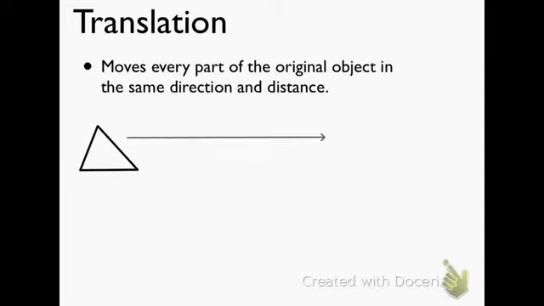Now when it gets moved, everything is going to stay the same. It isn't going to turn out different. It's just going to be an actual copy, almost like I copy and paste that triangle somewhere else. So it translated to a new location. The actual act of the movement is what we call a translation.